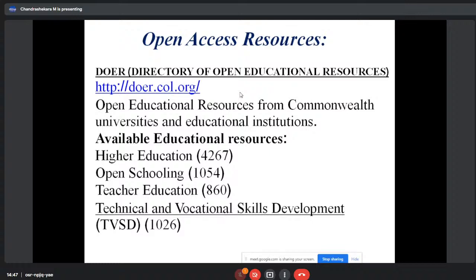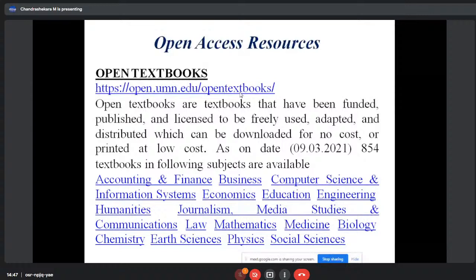Here, particularly MIT, UTA and many others are available. Here we can see DOE, higher education 4267 education resources, open schooling 1054, teacher education 860, technical and vocational skills development 1026. Okay, this bunch of resources is available. That's one good sign. Open textbooks are also available in all these areas. More than 1,000 books are available.